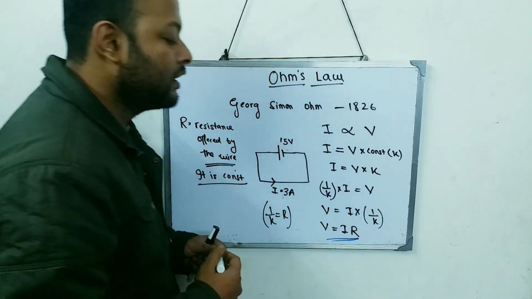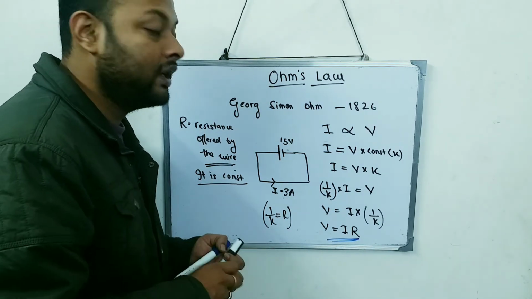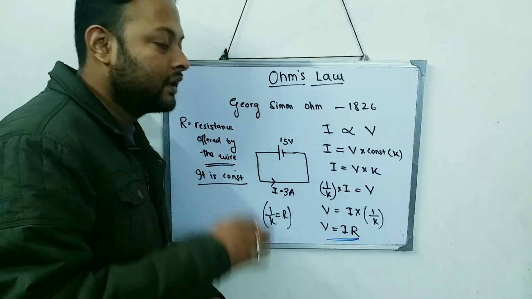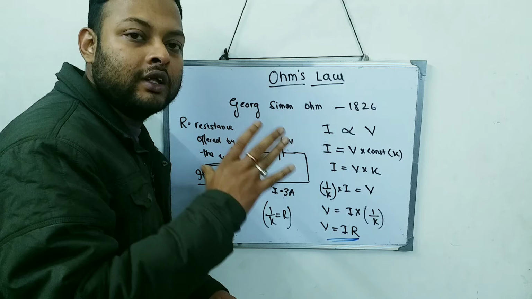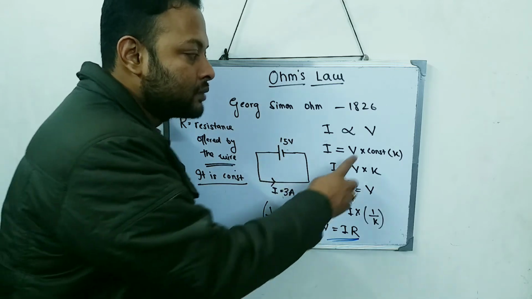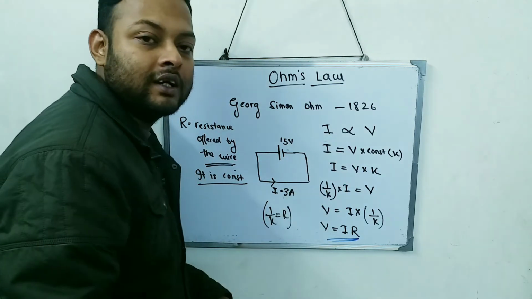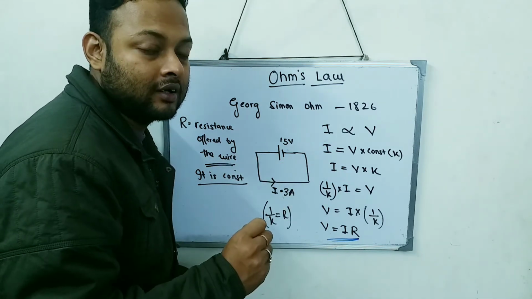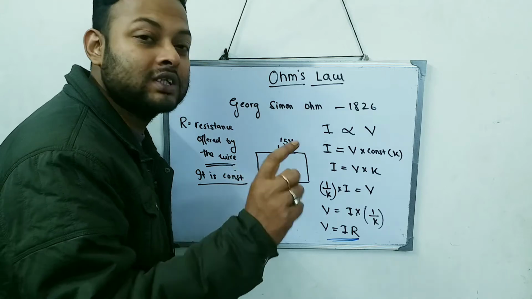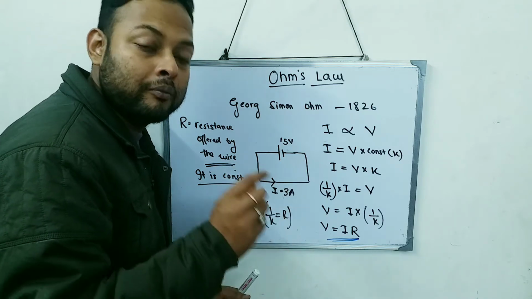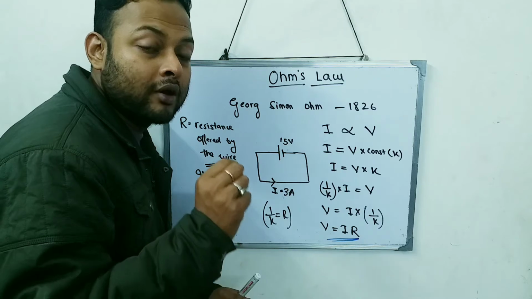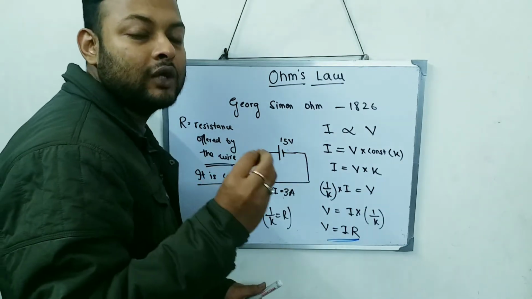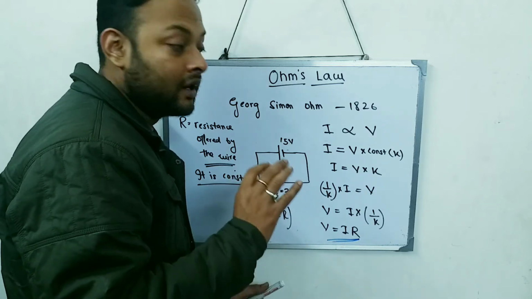So he said that the current flowing in a conductor, you will find this definition in the book and in my notes also, is proportional to the potential difference applied across the ends of the conductor. But he stated some conditions. The conditions are that this law will be followed only if the physical quantities and temperature remain constant.